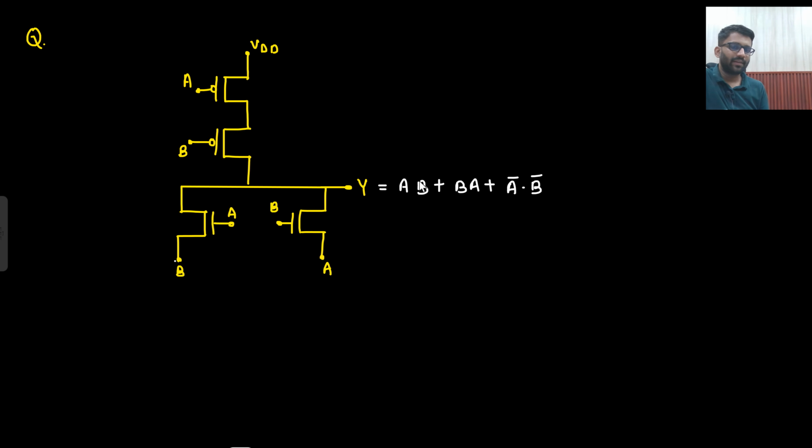If A is there, B will come, or if B is there, A will come, or A is not there and B is not there. Basically, what is this? A bar dot B bar. And since VDD is coming, I am not going to put anything. So what do you get here? Y is equal to AB plus A bar B bar. So what you get? A XOR B.